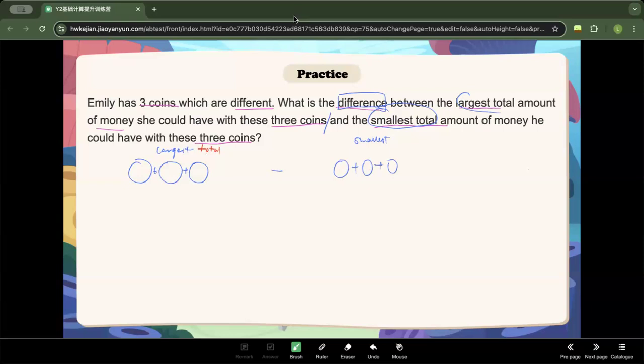I think I do have some ideas here. Would anybody like to have a try? The largest total, how do I find that?